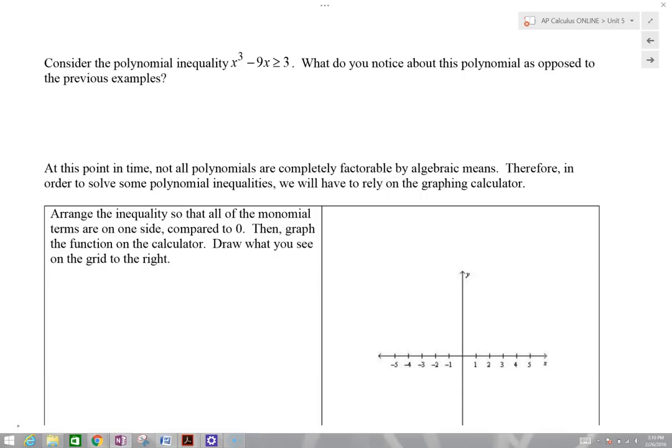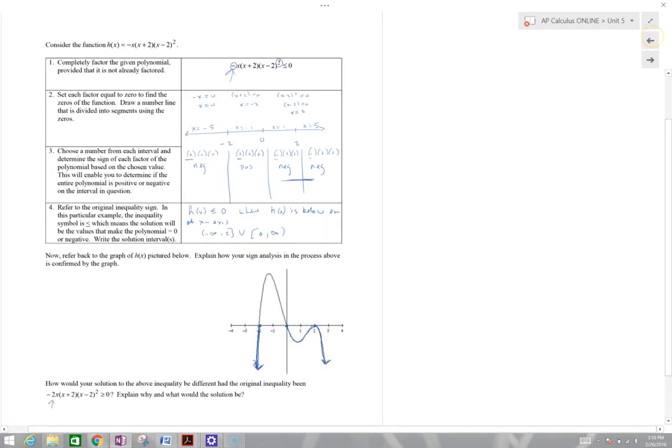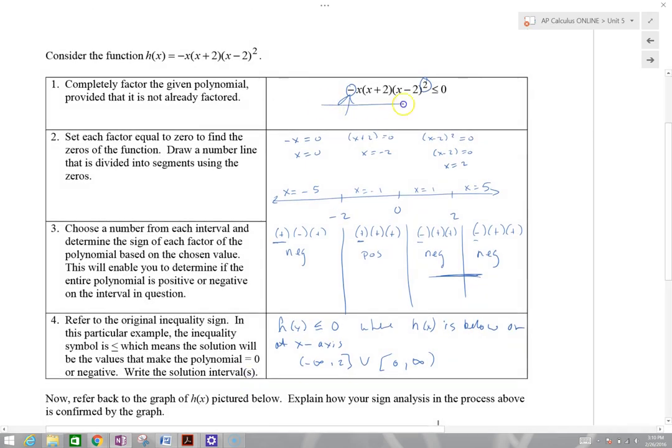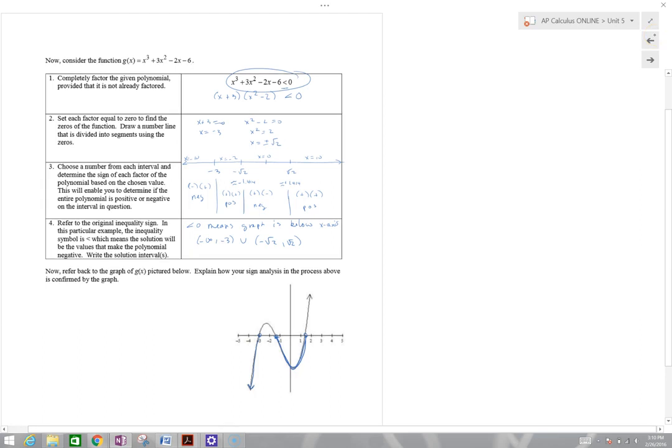On the next page, we have a problem that's slightly different. This time, we have x cubed minus 9x is greater than or equal to 3. And it asks, what do you notice about this polynomial as opposed to the previous examples? Well, let's go back and look. In the previous examples, we had it less than or equal to 0. And in this example, we had it less than 0.